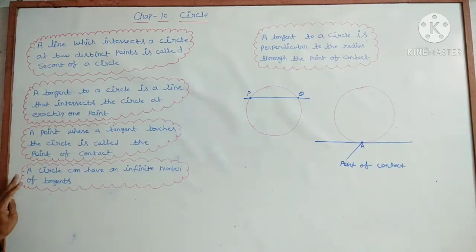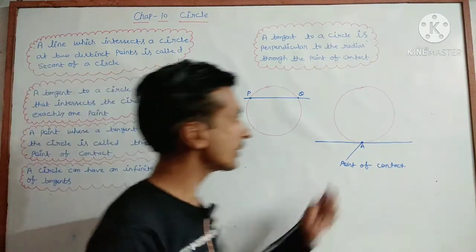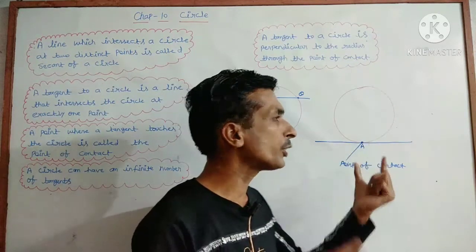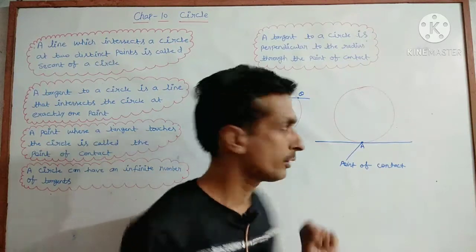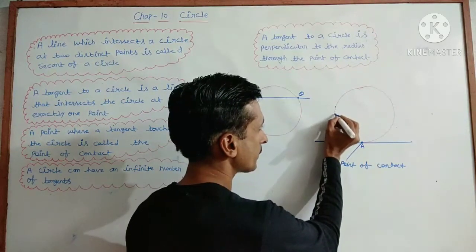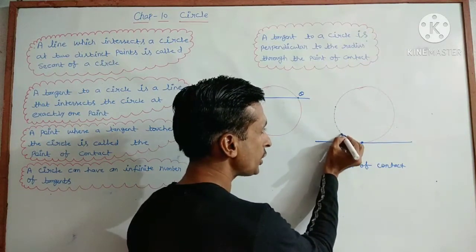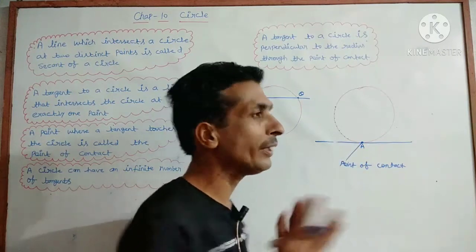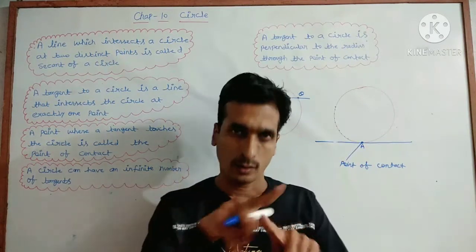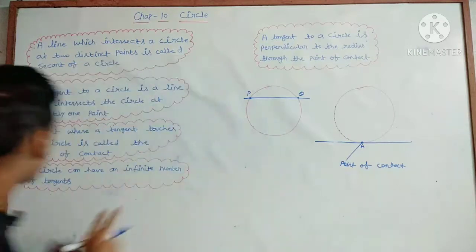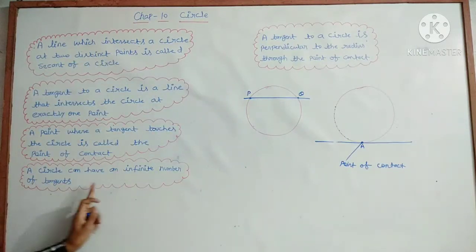The next point, a circle can have an infinite number of tangents, because the circle is made up of so many points. Suppose you can see this, at each point you can draw a tangent. So here it is written, a circle can have an infinite number of tangents.